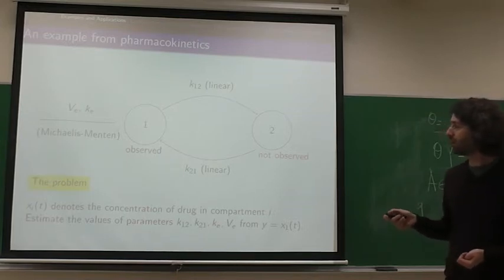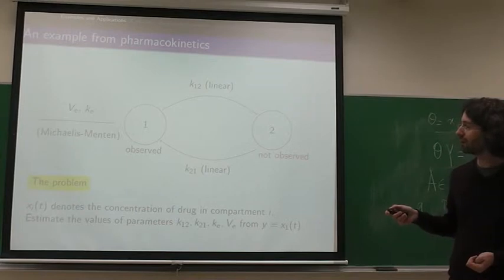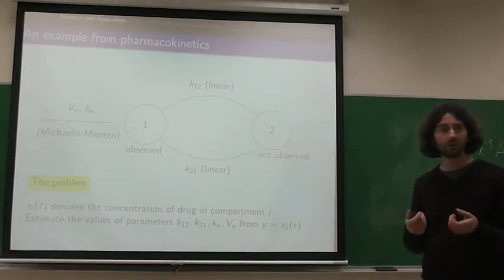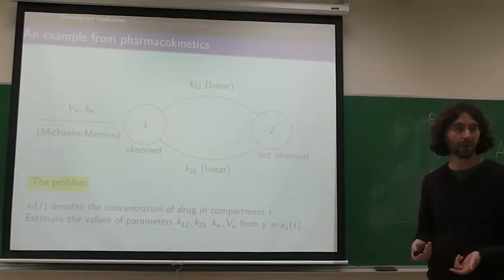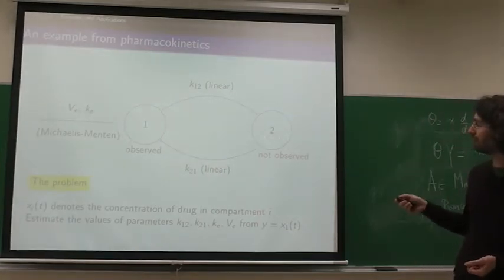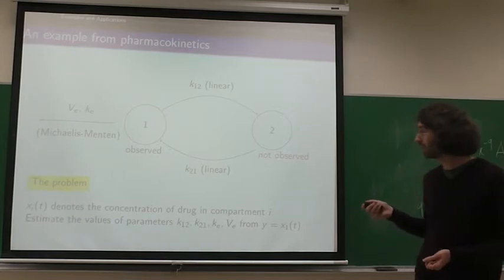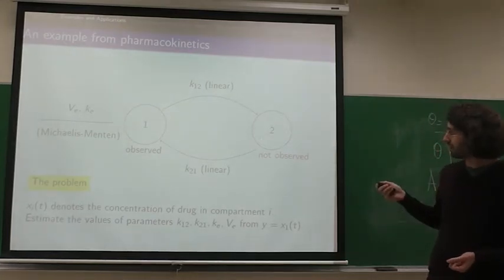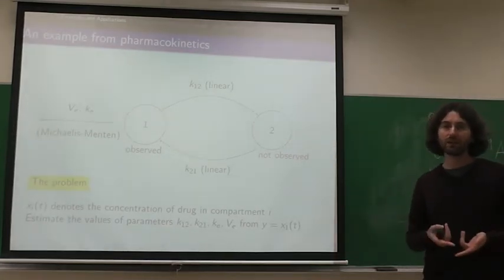And we say that the compartment 1 or X1 is observed because we can actually make measurements of it. And X2 is considered not observed. And here that would require taking a part of your kidney.